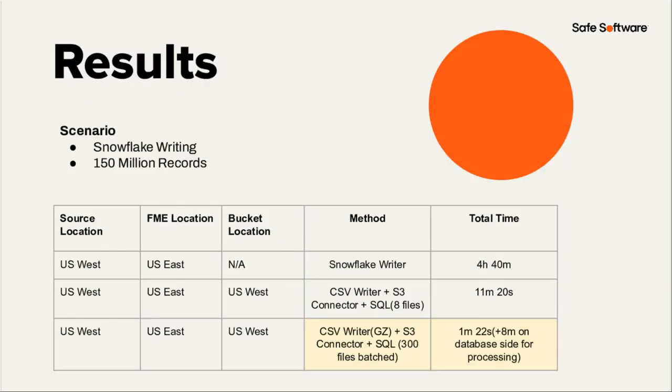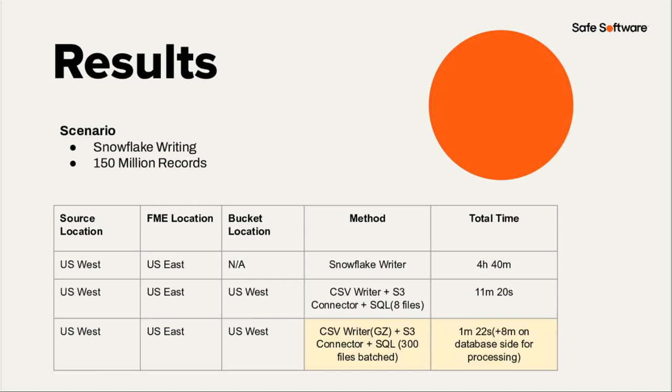So this was writing 150 million records to Snowflake. The source location, the FME location, the bucket location are all the same as that previous example, with the Snowflake and the S3 bucket both being on the West Coast and my FME being on the East Coast. So when I use the Snowflake writer, just reading those CSV files and then writing them directly to Snowflake, it took about 4 hours and 40 minutes, give or take. Now, just one thing about that workflow, our writer does compress the data behind the scenes and sends it up as compressed CSV files. Is that correct? Yes, pretty sure.